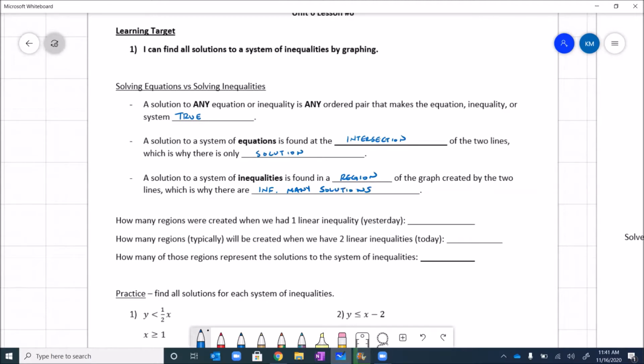Okay, so how many regions were created when we had one linear inequality yesterday? So you saw yesterday that we created one region. Okay, how many regions typically will be created when we have two linear inequalities? I think that's 4. And how many of those regions will represent solutions to the system of inequalities? Just 1. Okay, and so let's see that in practice here.